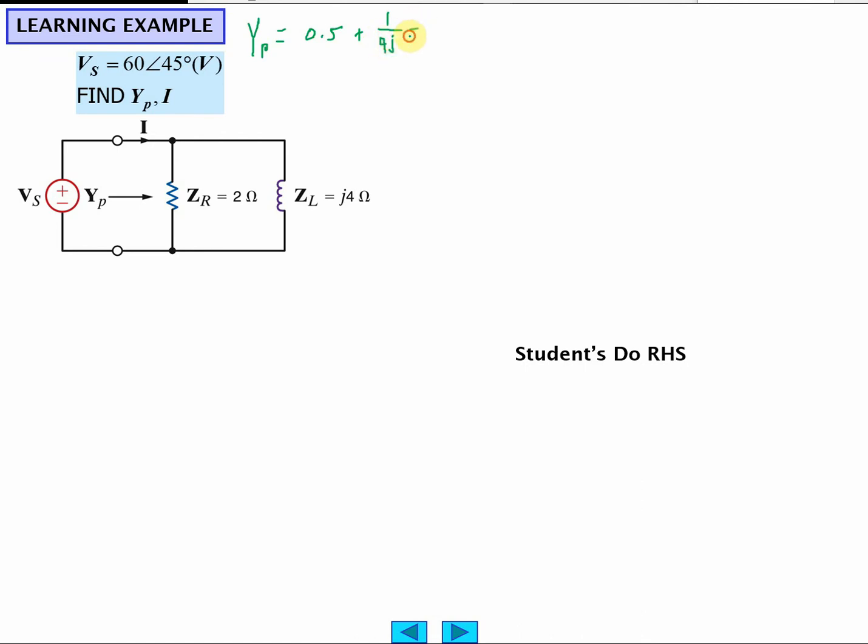Well, this equals 0.5 minus 0.25j. Okay, and I got a little problem with the pen marking correctly. There we go. Oops, erase these two. Rewrite it so you guys can see it easier.